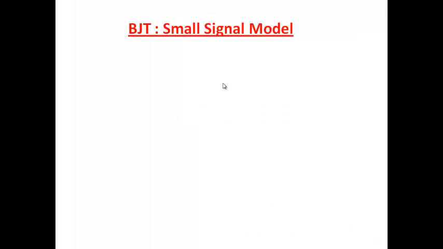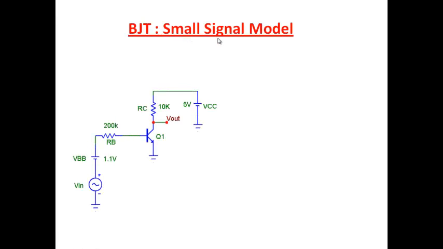Topic, which is bipolar junction transistors and small signal model. So we've looked at the DC model for a bipolar junction transistor, and in an earlier lecture we had done a little bit on the small signal model, but let's continue our discussion.